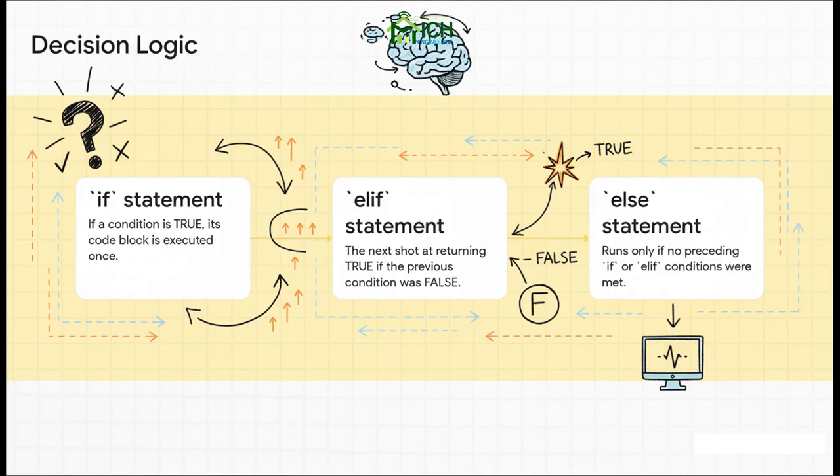Imagine your code comes to a fork in the road. It asks a question with an if statement. Is it true? If yeah, it runs that code and moves on. If not, it checks the next elif, which just means else if. And if none of those conditions are true, it falls back to the else block. It's a really simple but powerful way to control the flow of your code.